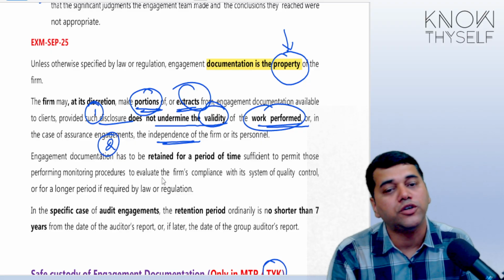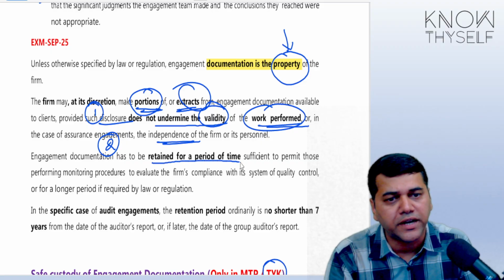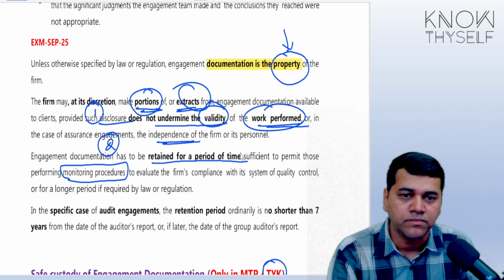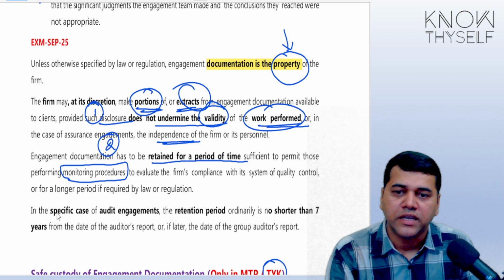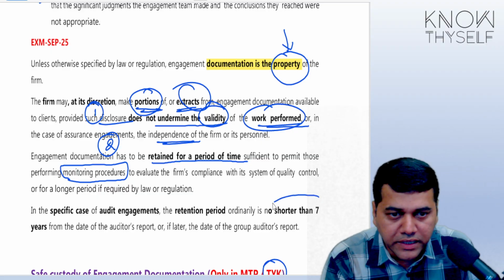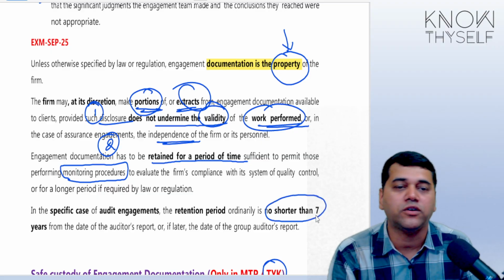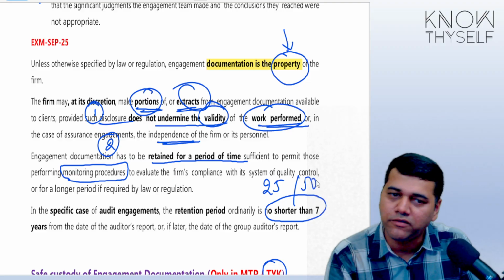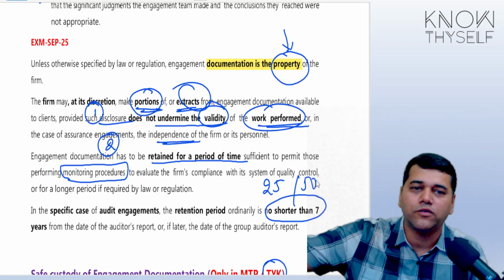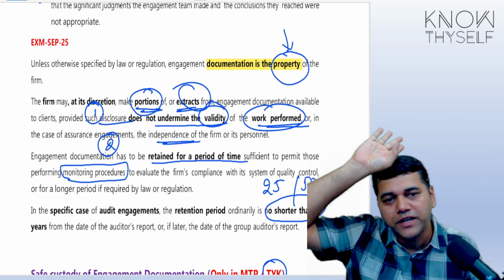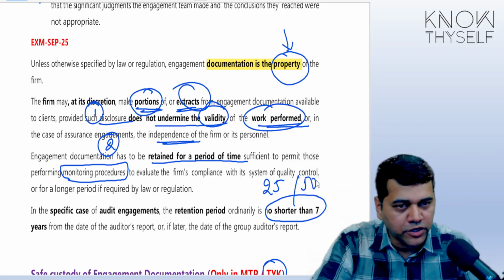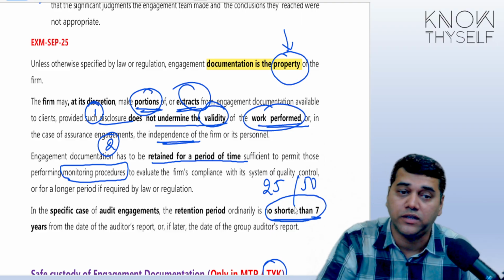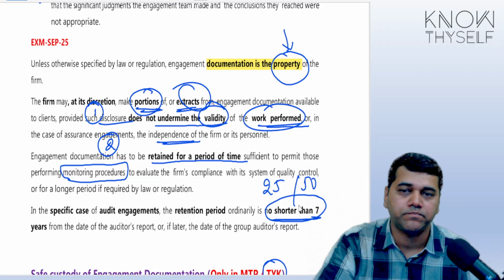So how long do you need to retain it? You have to retain it for a period of time sufficient to permit performing of the monitoring procedure, which we'll see later, so that you comply with the standard. In any specific case, you should be keeping with you at least for 7 years. Generally what happens, even 25 years or 50 years old files will be there with us. If you go to the godown of that auditor, somewhere in the godown, a 20 or 50 year back file also will be there. Nobody is going to destroy it. But our SQC says, yes, minimum for 7 years you have to keep those files with you. Then if you want, discard.